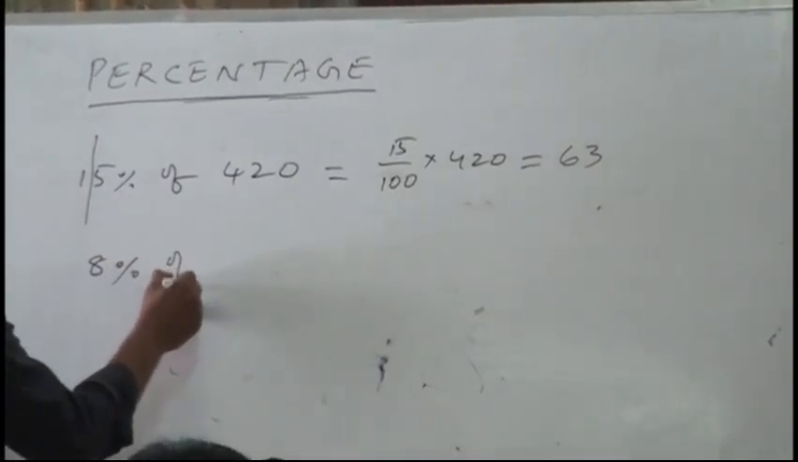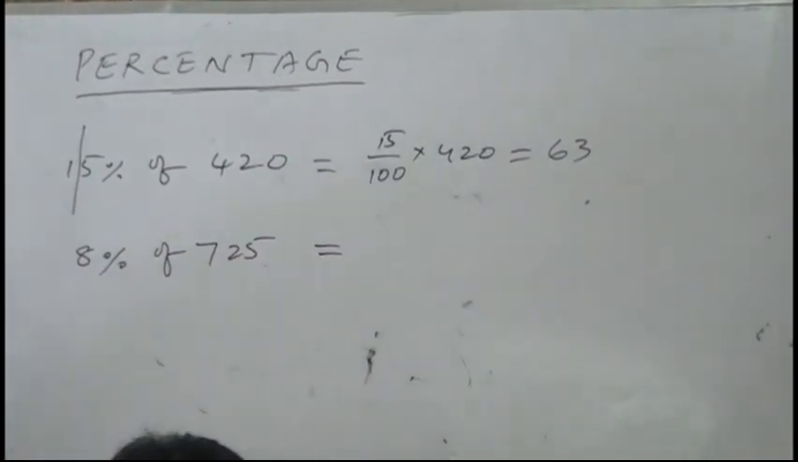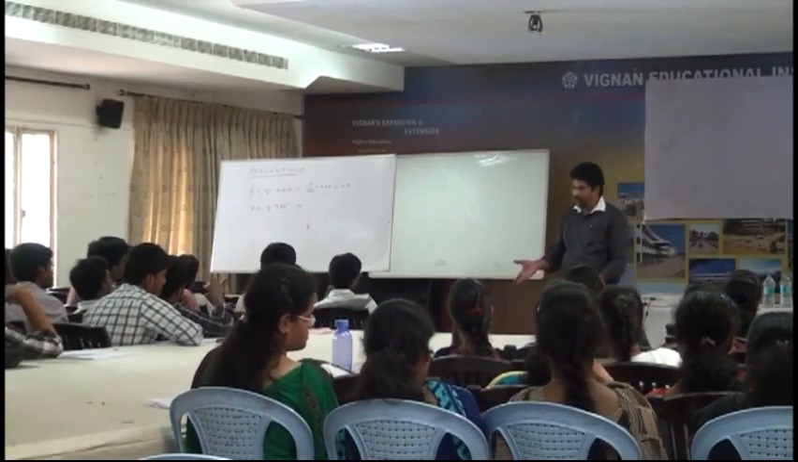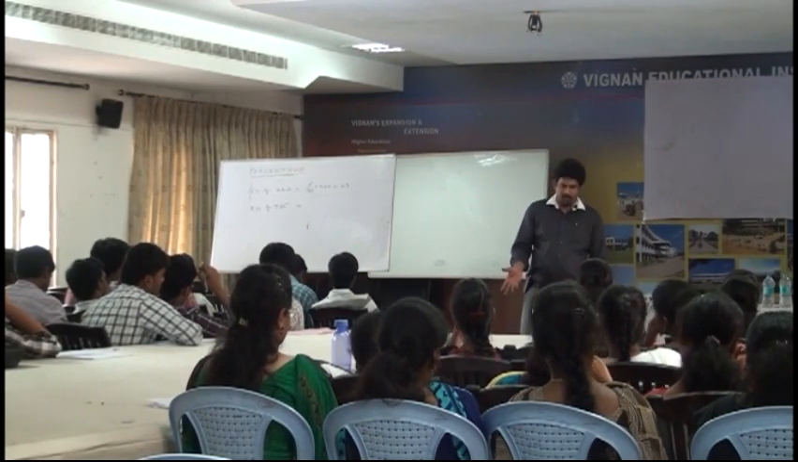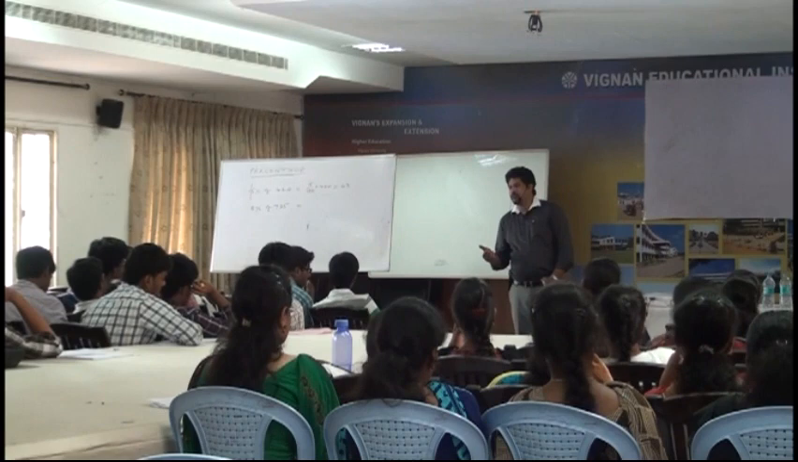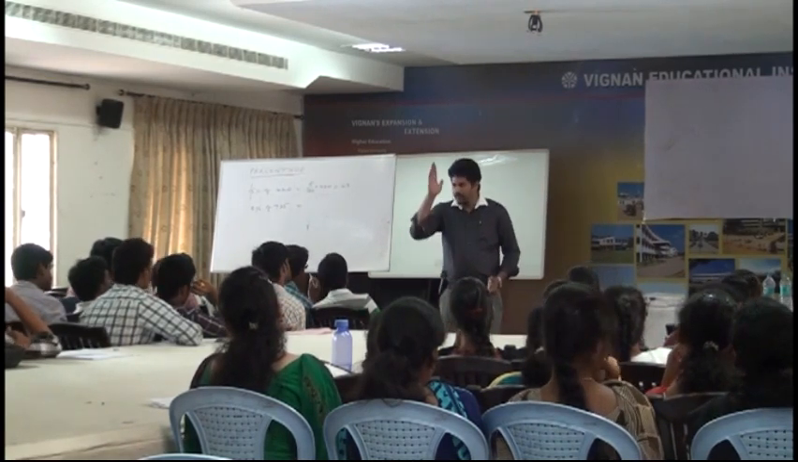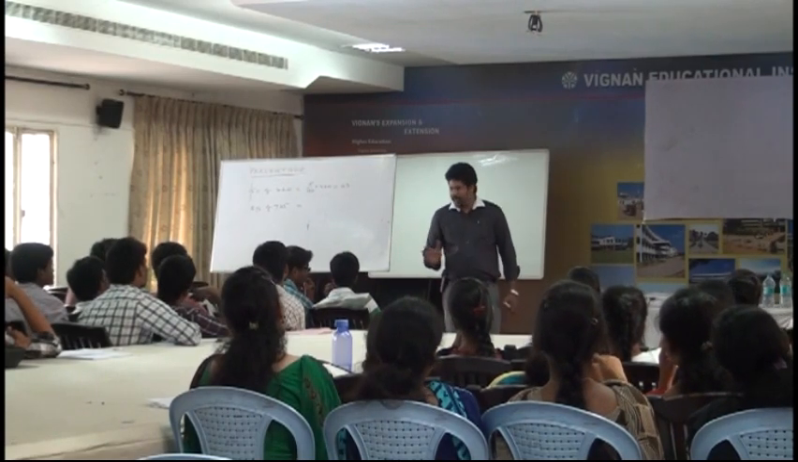Tell me what is 8% of 725? And it is same again. 8 by 100 into 725, that is same. If you want to calculate like that, I told you what was my technique, what was our earlier technique? Break up and calculate. How do you break it up?